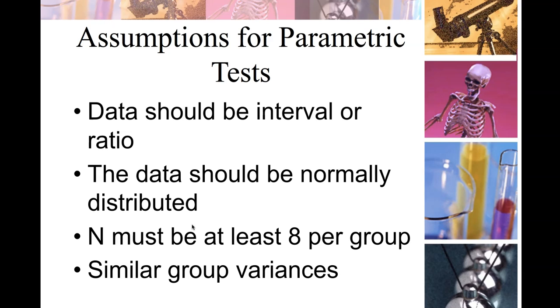The data should be normally distributed, so everybody in group A can't get a 15 and everybody in group B can't get a 35. There's got to be some distribution between the scores. You've got to have at least 8 people per group in order to get a reasonable answer. And you've got to have similar group variances. One group can't have all the scores between 15 and 17, and in group 2, the scores range from 0 to 1,000. You've got to have sort of similar group variability and variances.